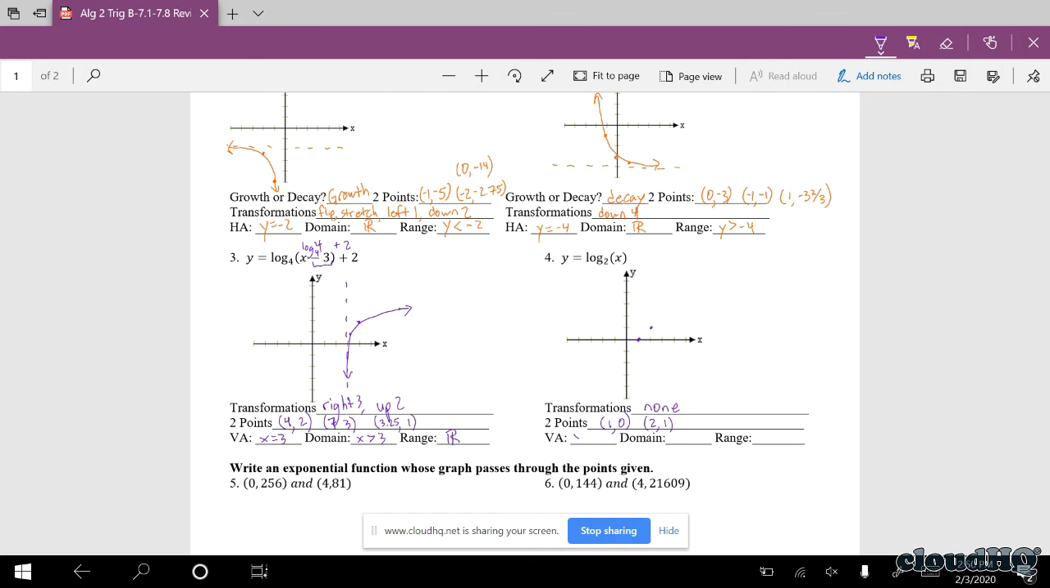Vertical asymptotes, x equals, there was no number in there, so it's a 0. So connect your dots. Domain, x had to stay to the right of the 0, and your range is all real numbers.